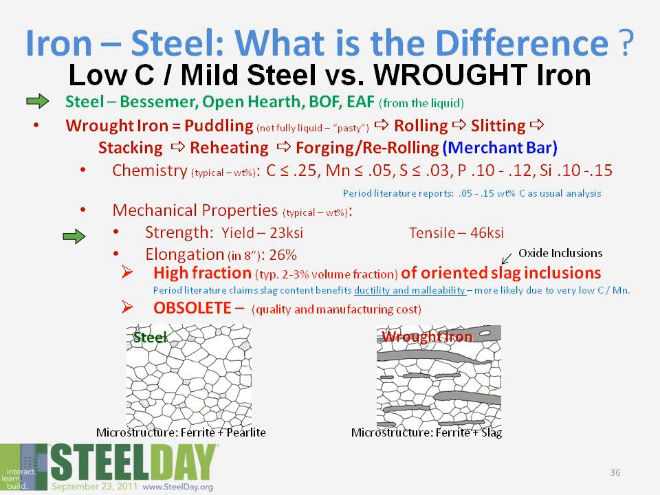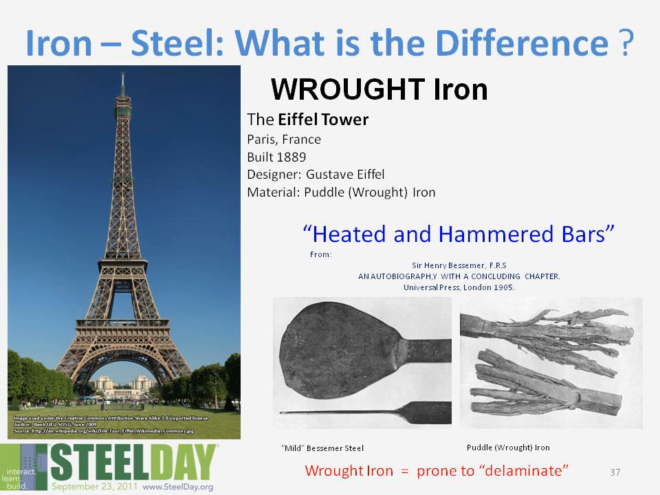or oxide inclusions. If we look at a microstructure of a ferrite, pearlite, low-carbon steel, which we've seen before, versus wrought iron, we see these very, very large inclusions, and that affects the microstructure. Now, wrought iron has had a history of structural application. For instance, the Eiffel Tower is built out of wrought iron, but one of the problems with wrought or puddled iron is that, because of the nature of the forging of it, it is prone to delamination, whereas properly processed steels are not.